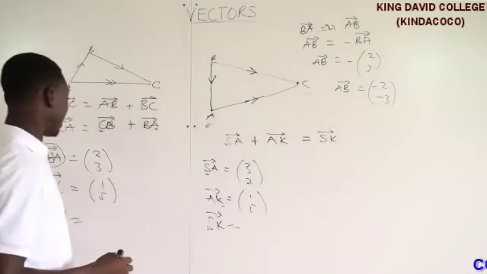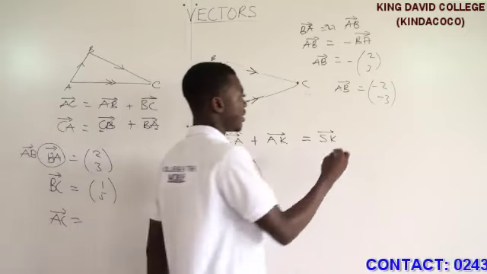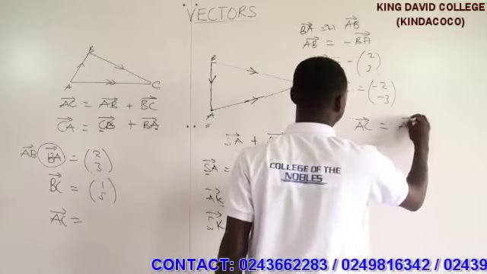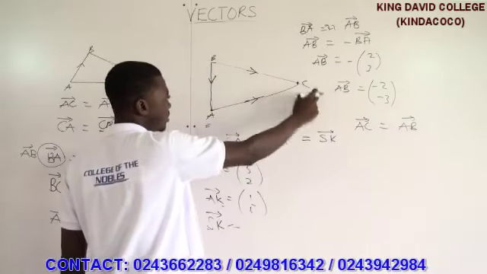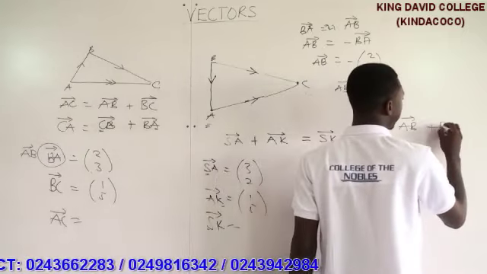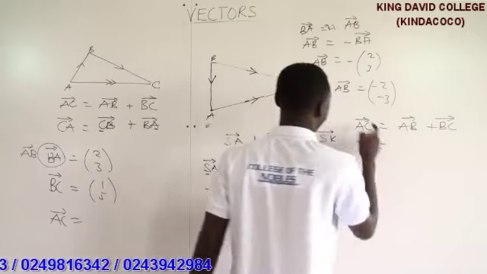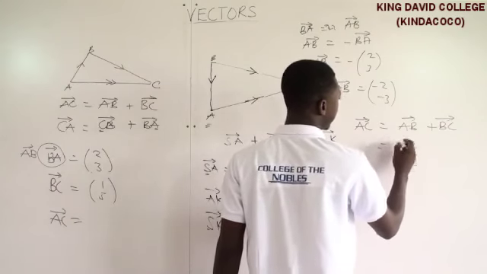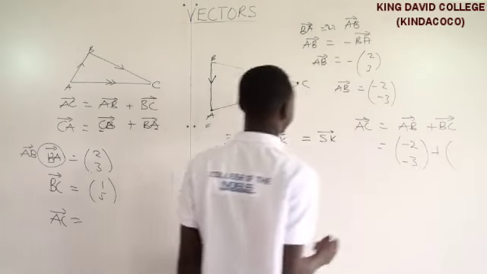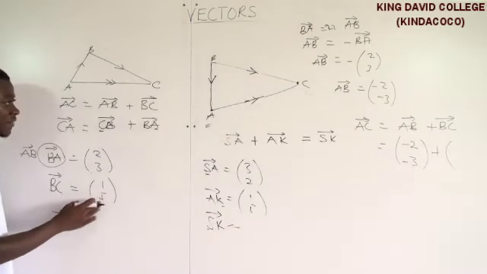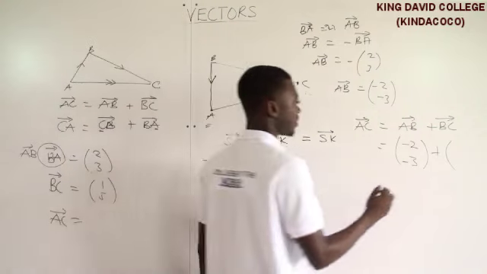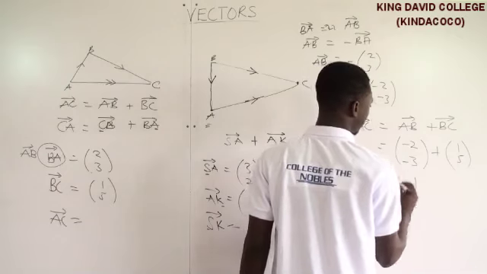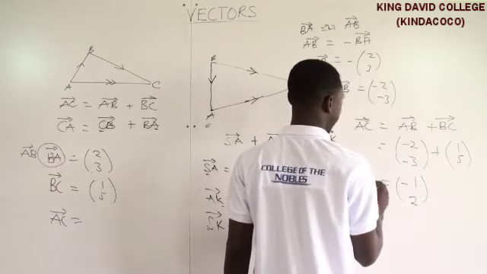Hence, if we are looking for our AC, which we all know is AB, starting from A to B, plus B to C. Then our AB, we had it as (2, -3), and our BC, we are given BC as (1, 5). So 1 and then 5. So at the end of the day, we have (-1, 2) as vector A to C.